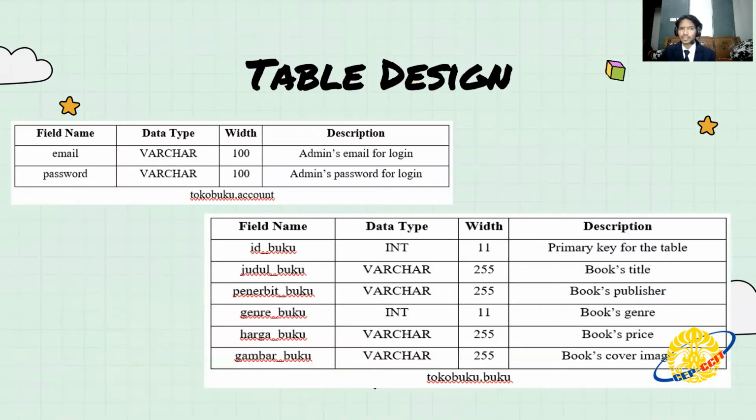This is the table design. We have the email and password in account, both varchar with 100. And in the tokobuku.buku table, we have ID buku, and we have judul buku, penerbit buku, genre buku, harga buku, and gambar buku.